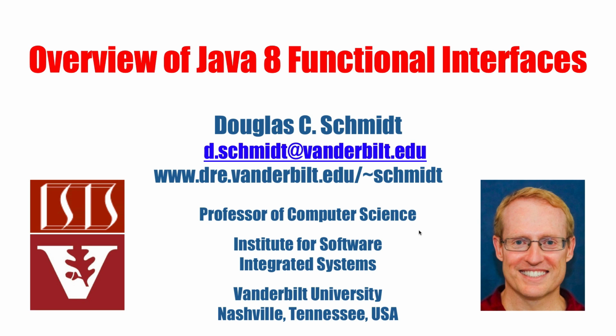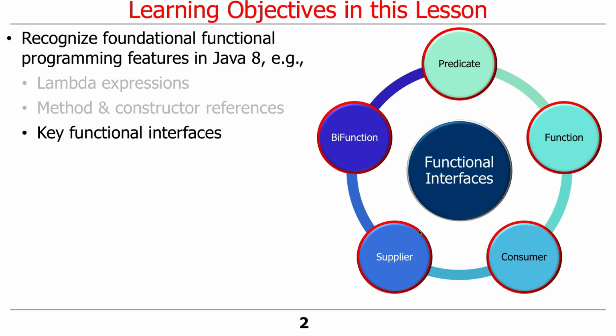So now that you know a little bit more about the concept of lambda expressions and method references, let's take a bigger view of how these things get used within the Java class libraries. And this will be something called functional interfaces. Now, as you'll see in a second, there's lots of functional interfaces.